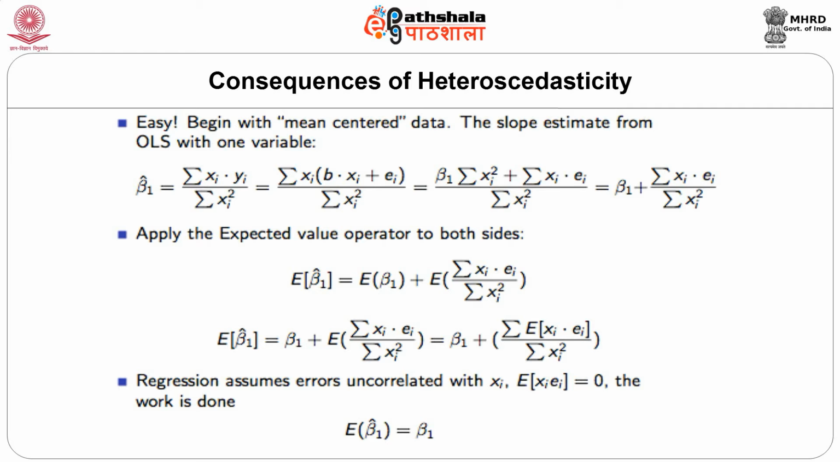Now, one of the assumptions of our regression model is that the explanatory variable xi is uncorrelated with the error terms ei. Hence, the second expression on the right hand side, which is expectation xi ei, equals 0, and hence we derive that expectation beta 1 hat equals beta 1.